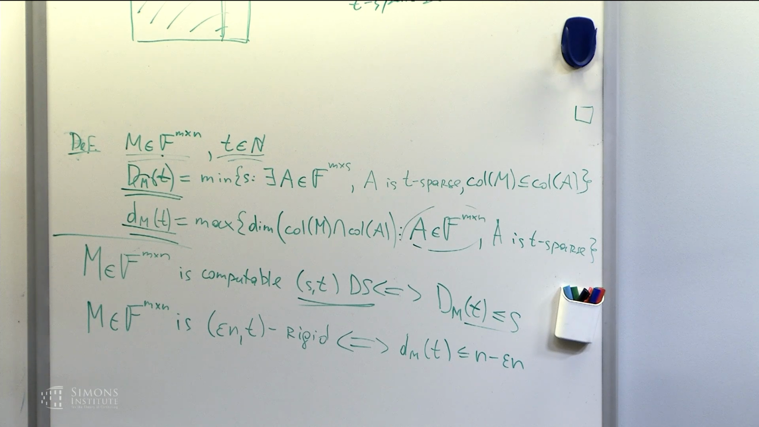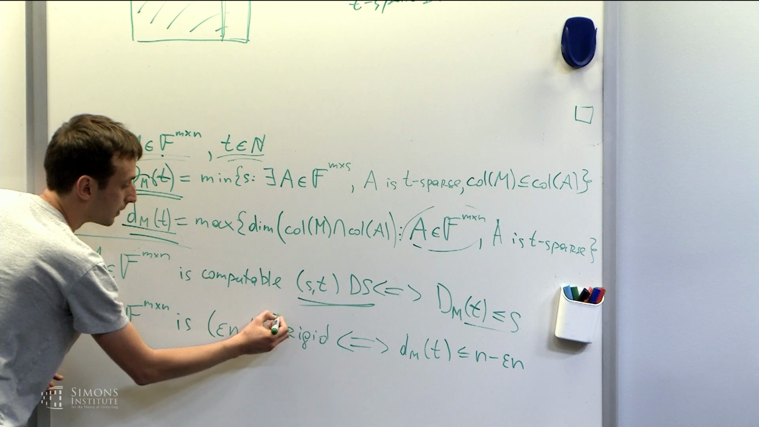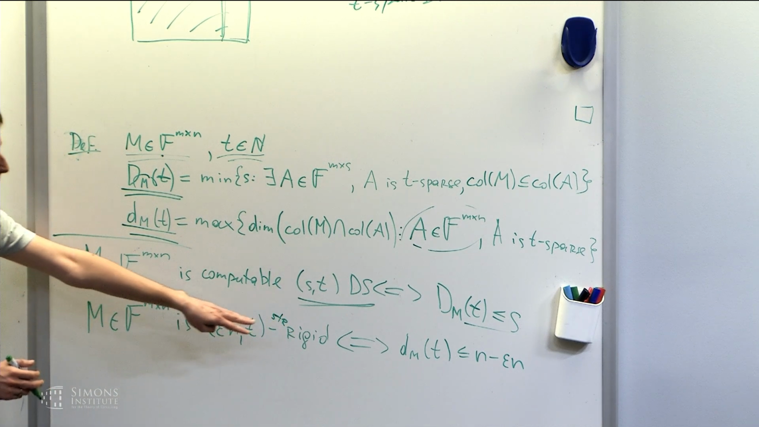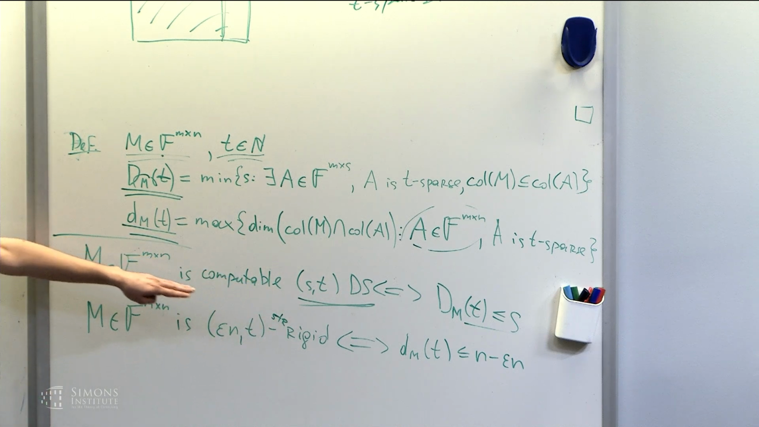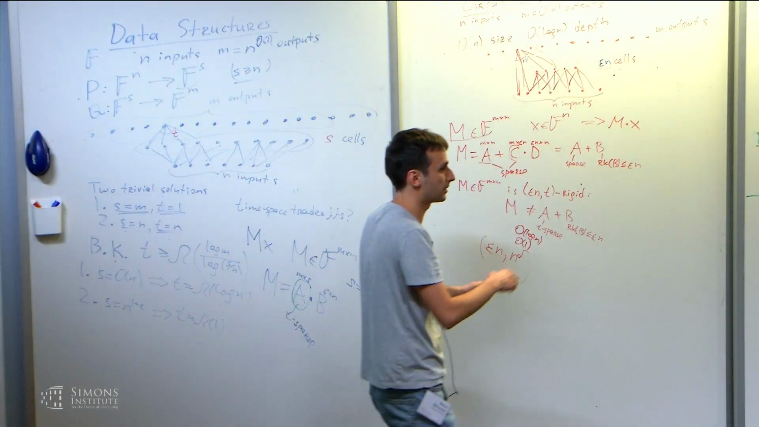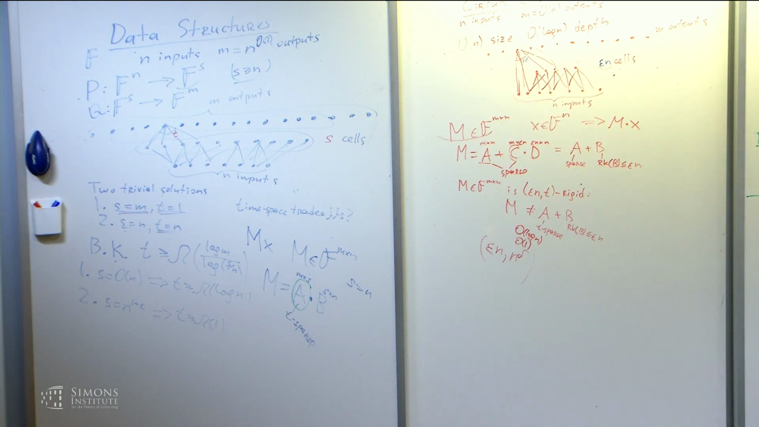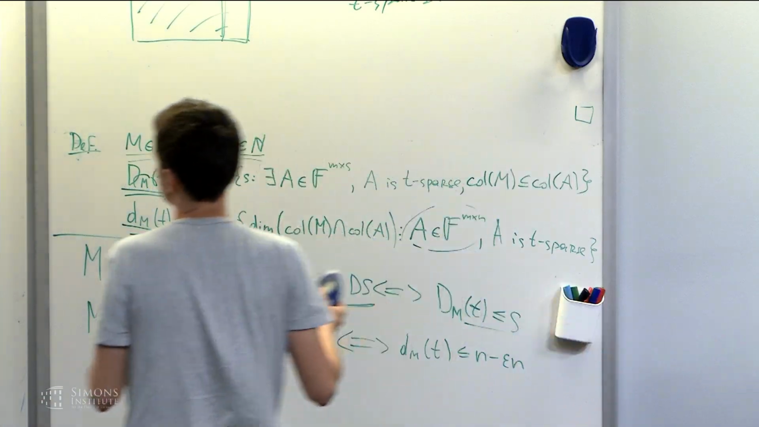The inner dimension exactly corresponds to a strong version of rigidity. A matrix is strongly rigid if and only if it has small inner dimension. And after this, all we're doing is proving tight inequalities between inner and outer dimensions. And they give us the correspondence between rigidity and data structure lower bounds in both directions.